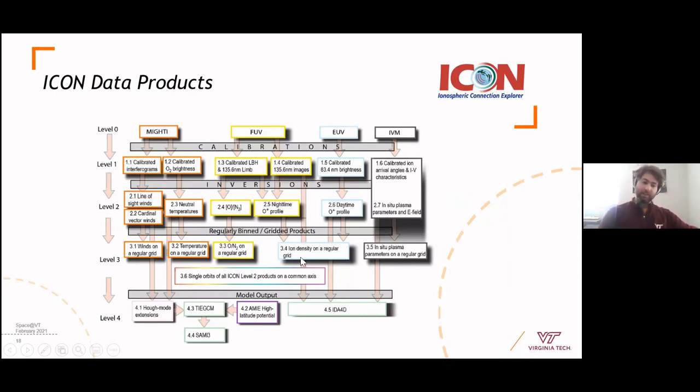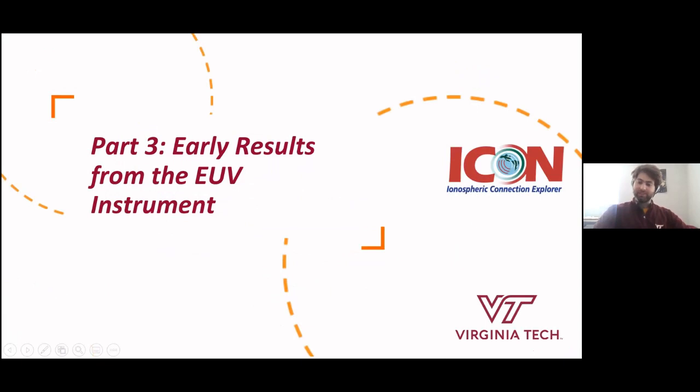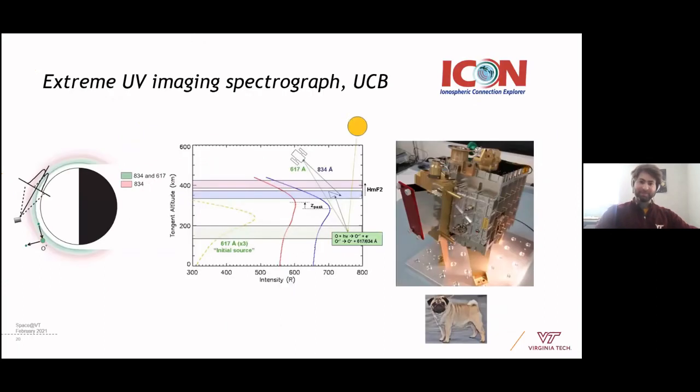That's ICON. These are in line with the science goals of the ICON mission to study sources of strong ionospheric variation and the mechanisms by which these lower atmosphere waves travel upward. So for the rest of the talk, we're not going to be talking about that. We're going to be talking about my research, which has been looking at some of this low-level data from the EUV instrument.